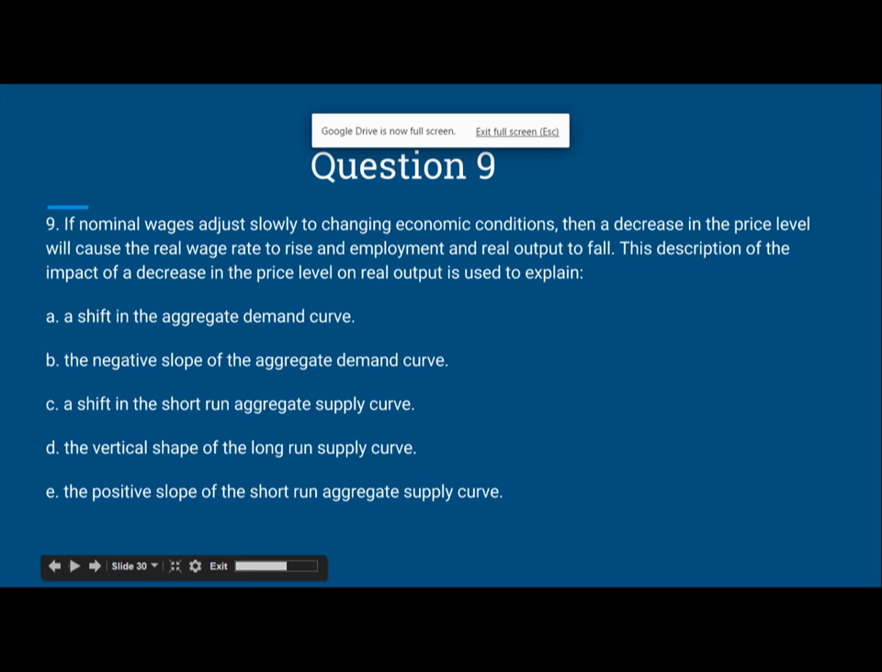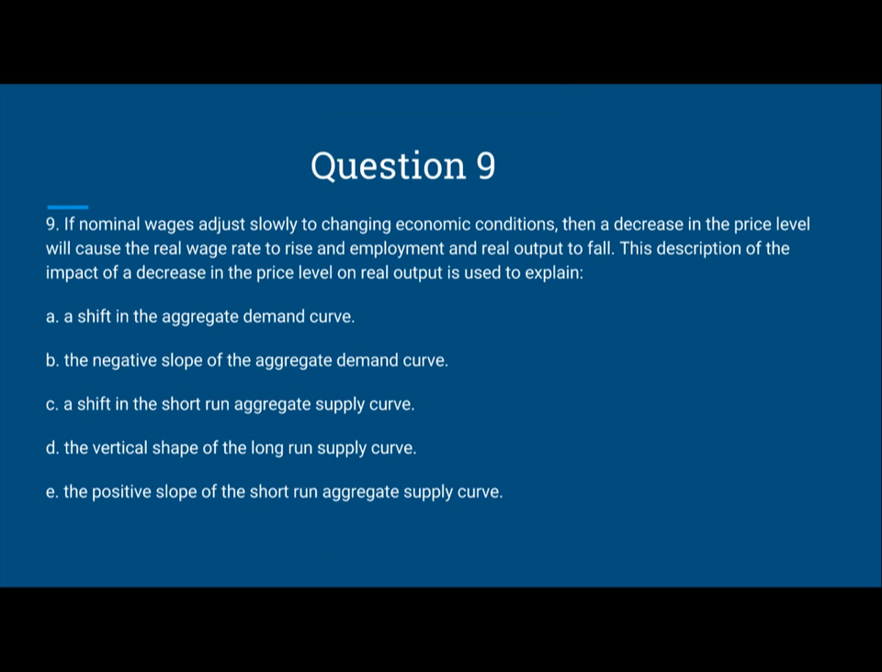Let's move on to question number 9. If nominal wages adjust slowly to changing economic conditions, then a decrease in the price level will cause the real wage rate to rise and employment and real output to fall.